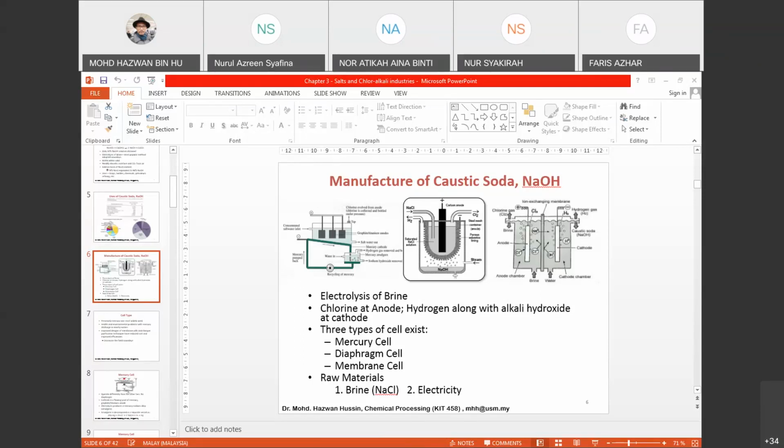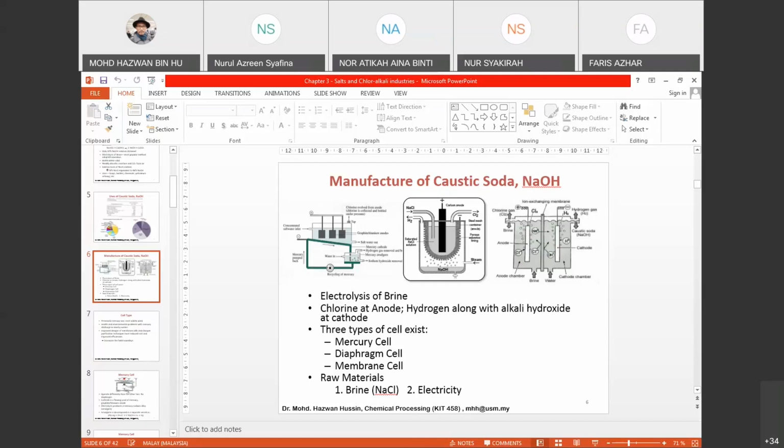Right. So what would be the product at the anode? The product for the anode, for the cathode, is hydrogen gas. Hydrogen gas. Any other thing that forms apart from sodium hydroxide? Sodium hydroxide. Okay. All right.